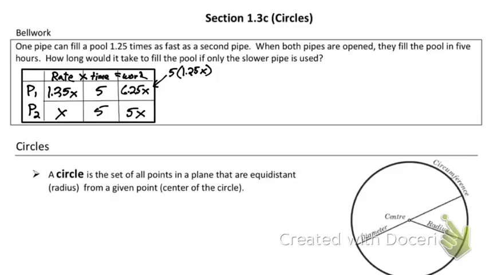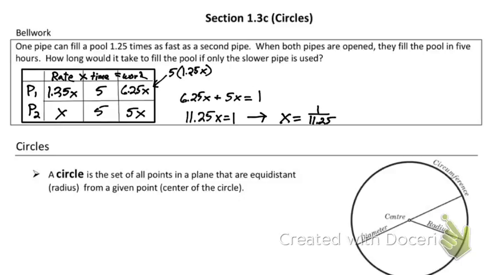So speaking of that, this is the amount of work it can complete in 5 hours. So the amount of work pipe 1 does in 5 hours, 6.25x, however fast it's going, plus the 5x is going to equal 1 pool being filled. So that's going to give us 11.25x equals 1, which we can come down to x just equals 1 over 11.25.